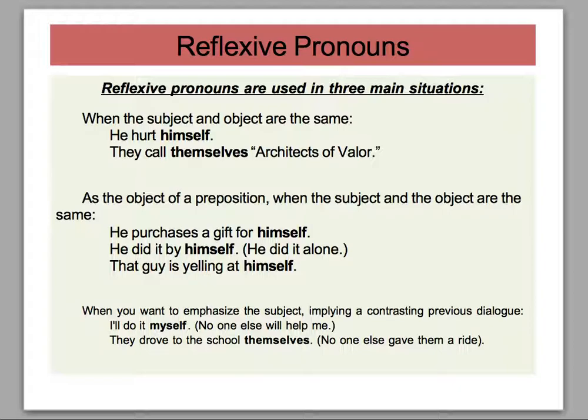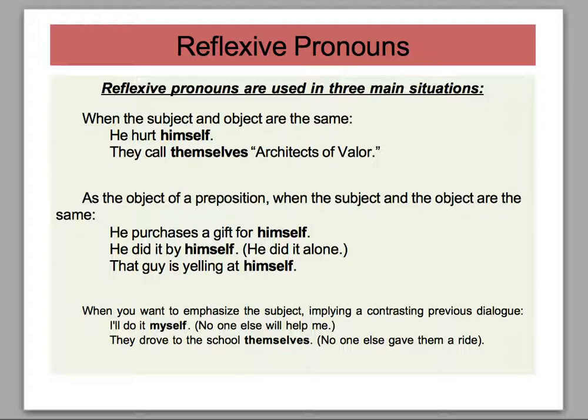And it's reflecting, right? Because he purchases a gift for himself. He's not buying for someone else. It's reflecting back to him, right? He did it by himself. It's reflecting back to him. He did it alone. So it's he and himself. It's me, myself, and I. It's reflecting back to himself, back to one party or one group.